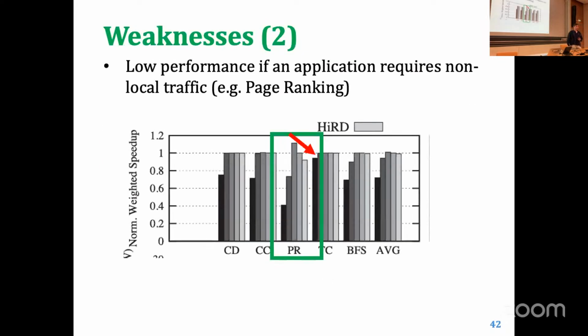Also, there are some workloads, and this is acknowledged by the paper itself, where it doesn't perform very well, and the performance actually gets much worse than a normal hierarchical ring. This is an example, the page ranking algorithm, which is the algorithm used by Google in the past to rank web pages.